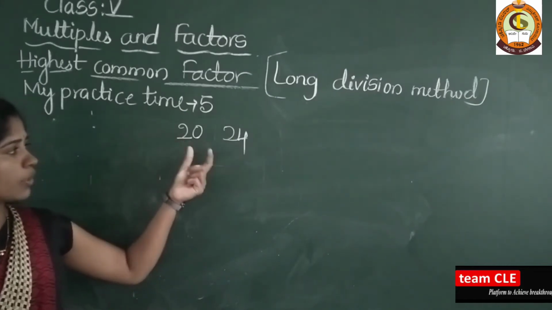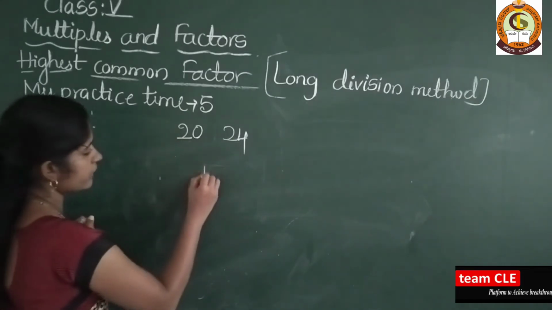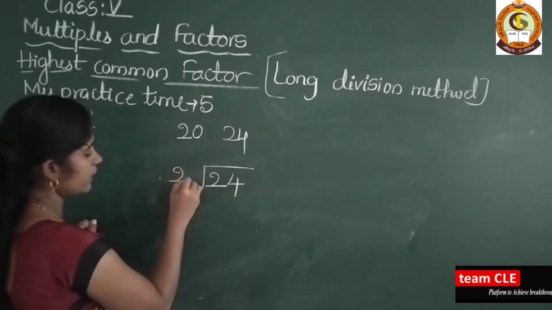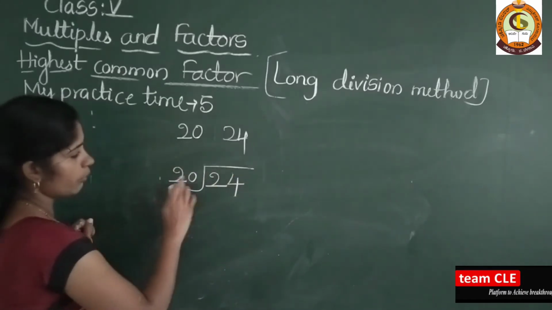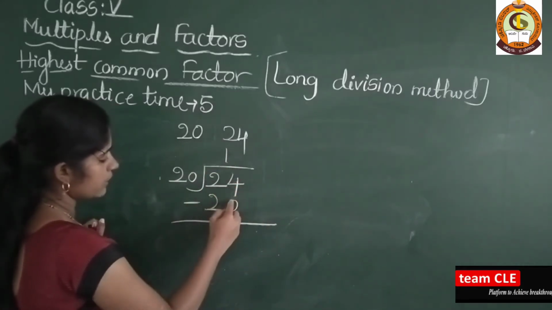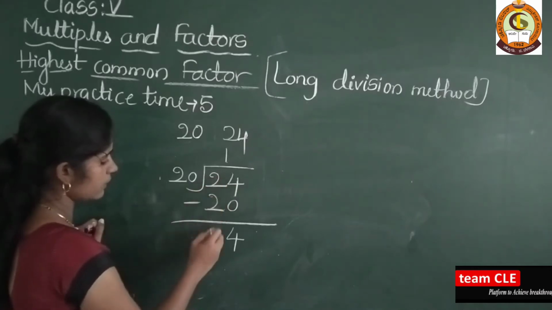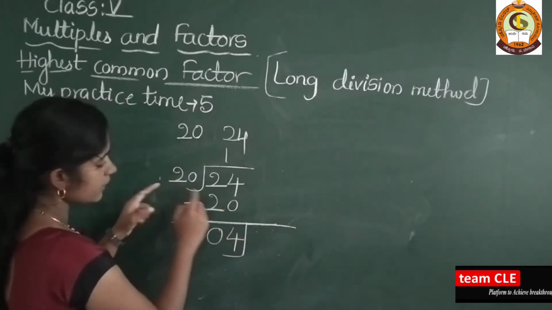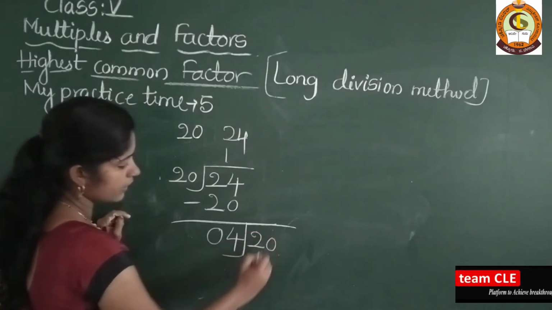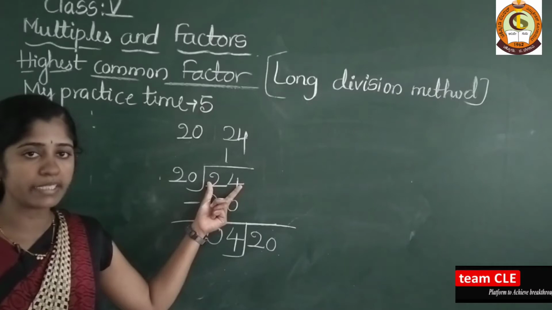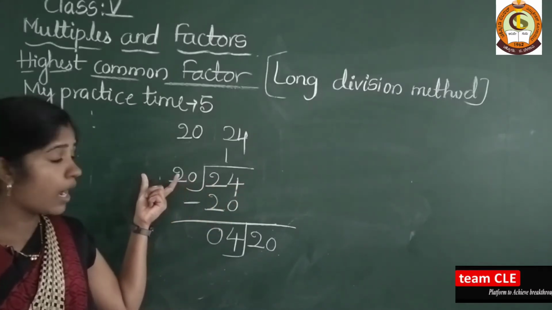You divide 24 by 20. So write 24 here, and here you write 20. Okay, 20 1s are 20. 4 minus 0 is 4, 2 minus 2 is 0. Again you take this 20. Here, see, I divided. The big number you write inside and the small number you write outside.